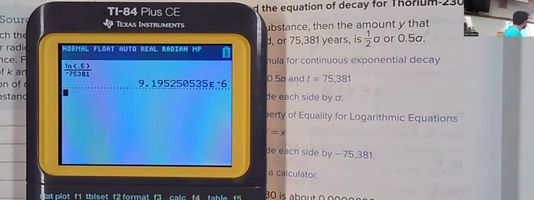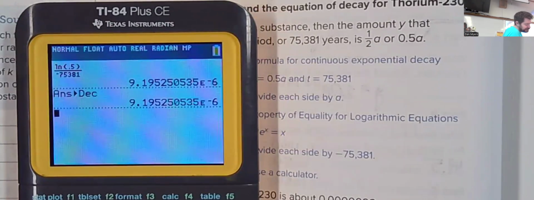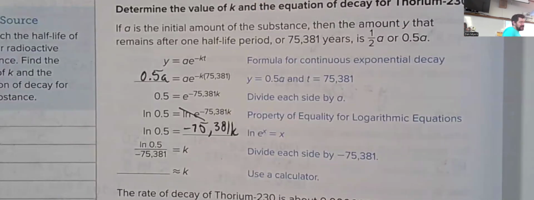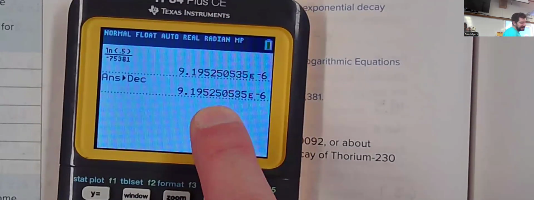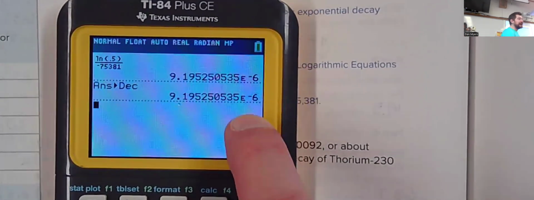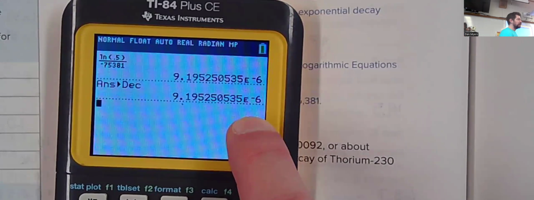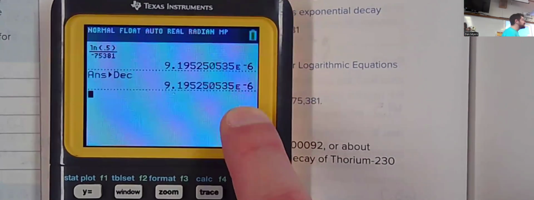So, enter. That's kind of a nasty number. This is giving our answer in scientific notation. When you have that E, like capital E, not lowercase e, capital E does not mean about 2.7181, whatever it is. Capital E means times 10 to the power of, and then negative 6.